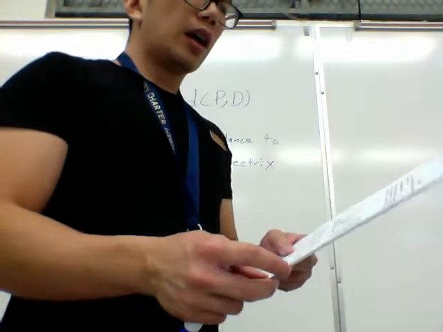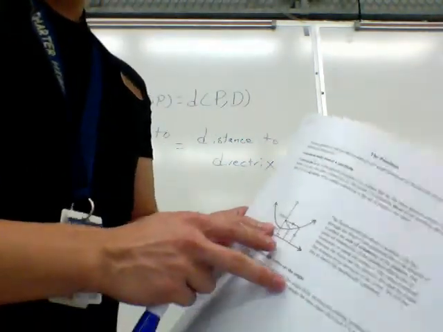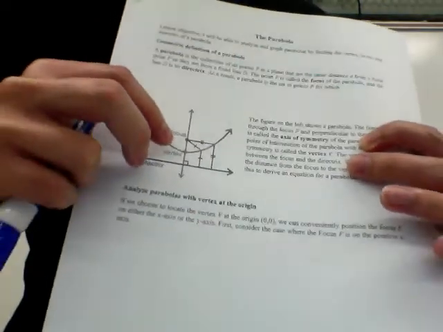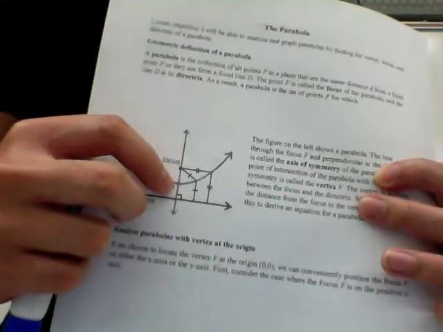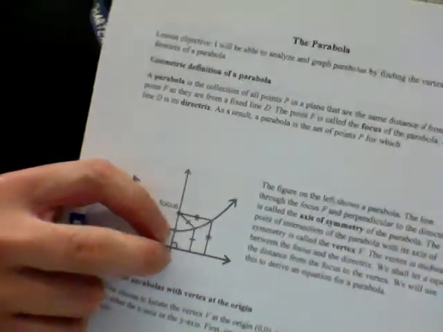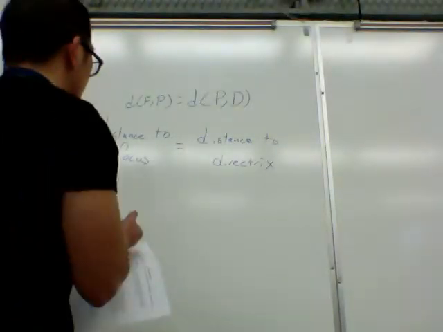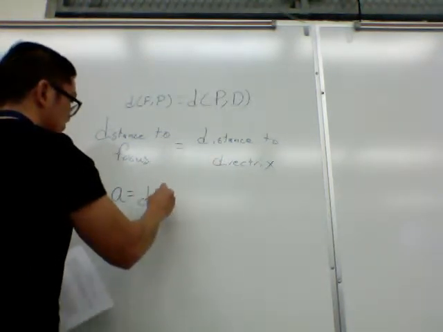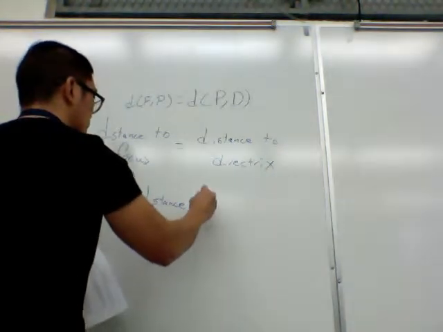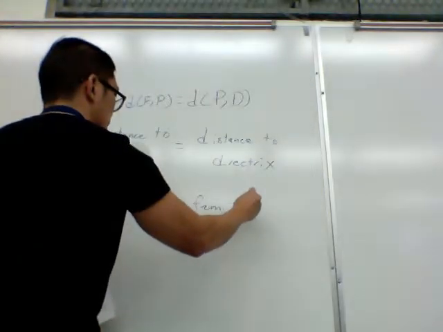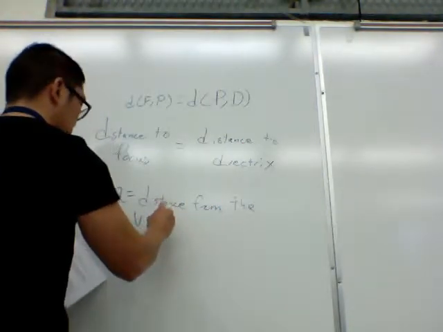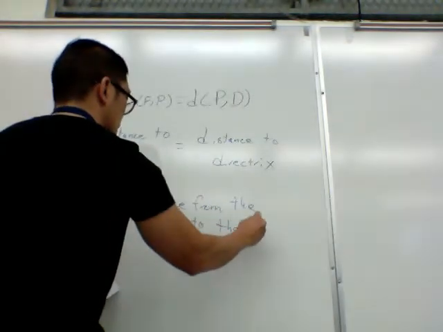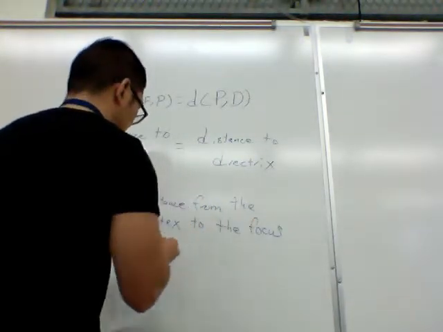Now, for this class, the distance from the focus to the vertex, we are going to call a. Okay? So, please take note that a is equal to the distance from the vertex to the focus.